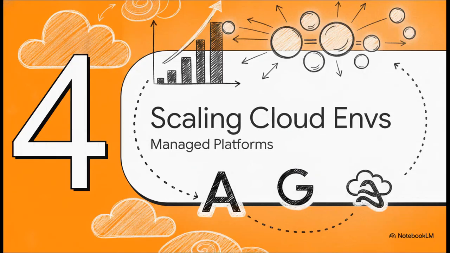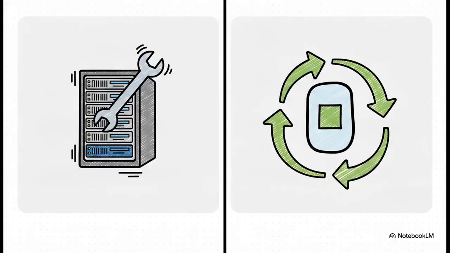Let's move to Section 4, scaling in cloud environments. This is where the magic really happens. To really grasp this, we need to completely reframe our mental model. On one hand, you have traditional IT infrastructure. This old-school model treated servers as long-lived permanent assets. You gave them cute names, and you carefully fixed them when they broke.